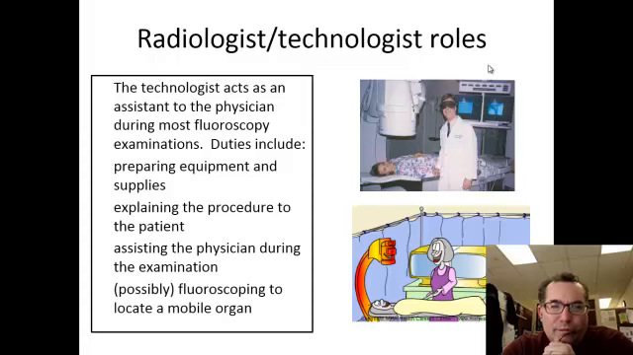So some of the duties that we would do as a technologist would be to prepare the equipment and supplies, and explain a procedure to the patient. Generally, most of the fluoroscopy examinations that we would be involved in, such as a barium enema series or a GI series, would require that we do what's known as a scout image, a preliminary image, KUB, to see if a patient has prepped accordingly, right?